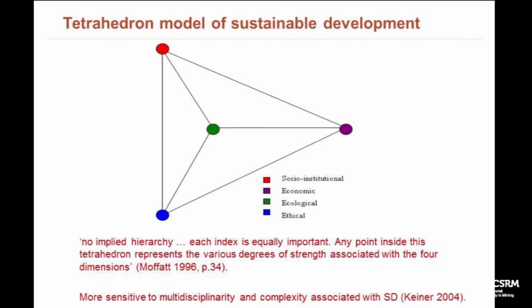This is a non-hierarchical representation of sustainable development. So there's no implied hierarchy among all of its four elements. Each index is equally important. And where the point inside the tetrahedron sits possibly directs us to whether we are paying a bit more emphasis on the socio-institutional or the environmental or the ethical component. Because of the non-hierarchy in the diagram there, proponents of this model suggest that it's more sensitive to the multidisciplinarity and the complexity that's underlying sustainable development.